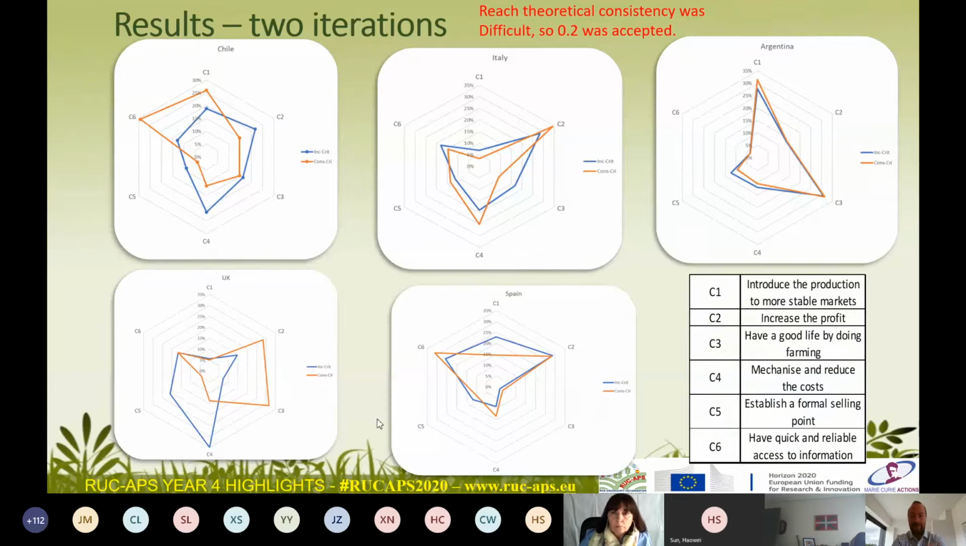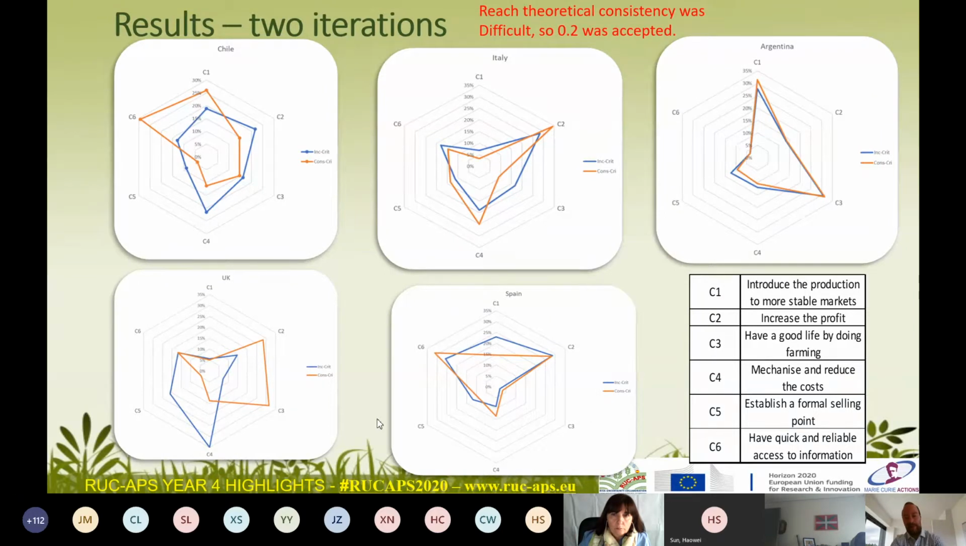Once we iterate and ask, are you sure this is the right question or the right answer, they try to fix the answer a little bit. So in the case of Chile, something that was clear at the beginning, mechanize and reduce costs, eventually people started realizing, once we asked the question again, that it was not just that, but having quick and reliable access to information was the most critical one. So we moved from a perception that mechanizing and reducing costs will solve most of the issues, but after another consultation with the same people to make sure they were right, we noticed that in the end they were looking at having quick and reliable access to information.